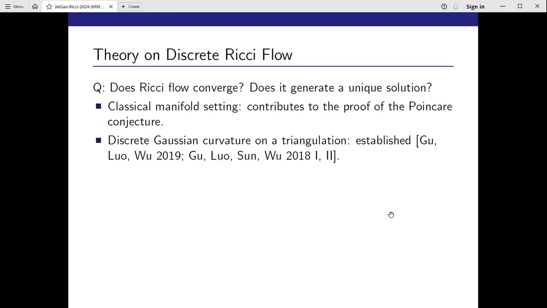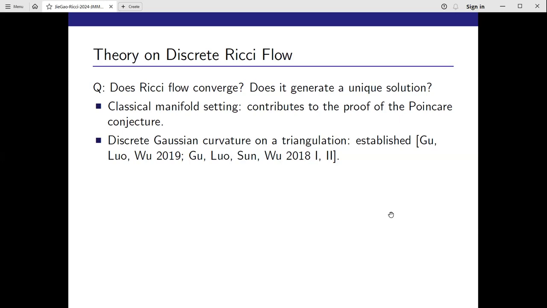Okay, before I show you all the experiments and data, I want to say a few words about what is known of this type of Ricci flow theoretically. There are fundamental questions that ask: does the Ricci flow converge, and does it generate a unique solution? People ask this question for different settings. For the classical setting, answers to this question are connected to the proof of the Poincare conjecture. And for the discrete setting, with a different curvature, discrete Gaussian curvature, these questions are answered: it converges, and the solution is unique.